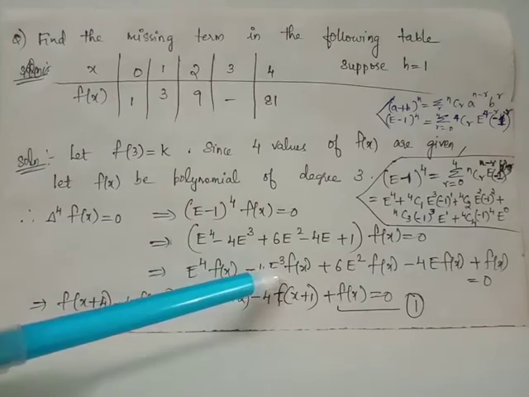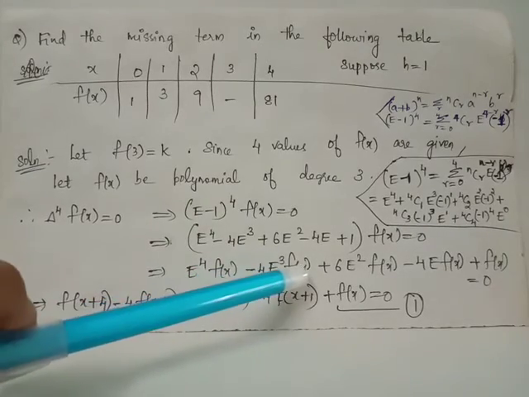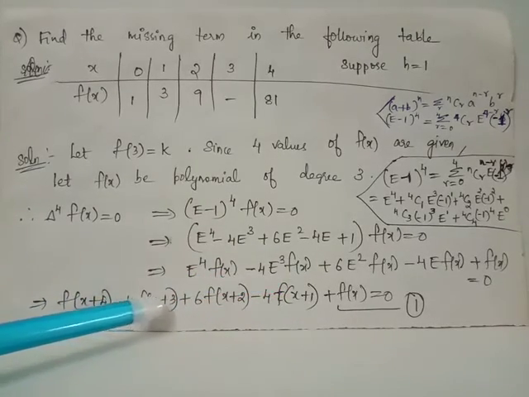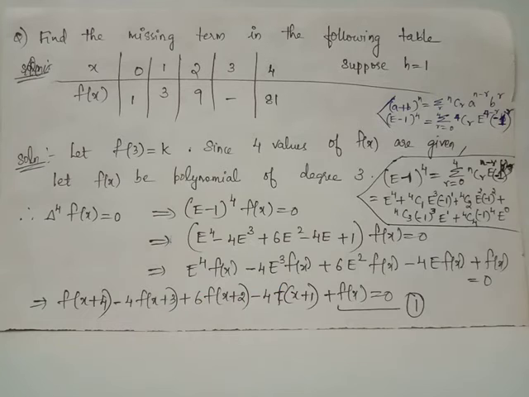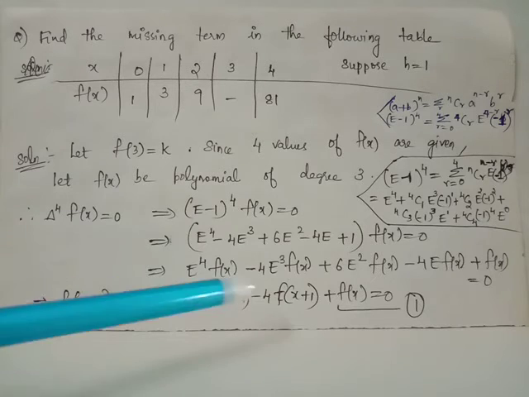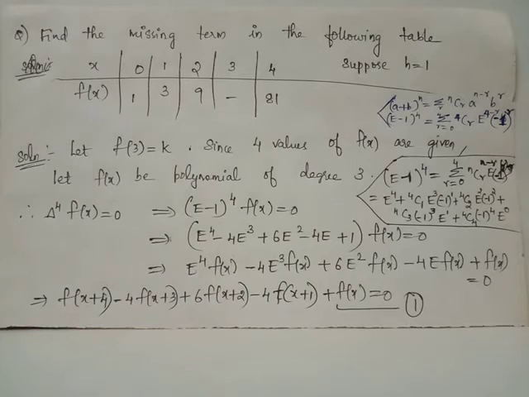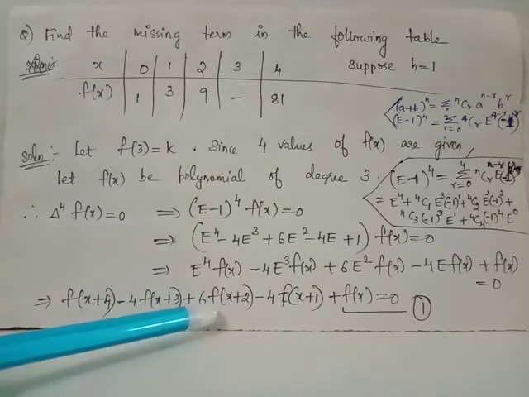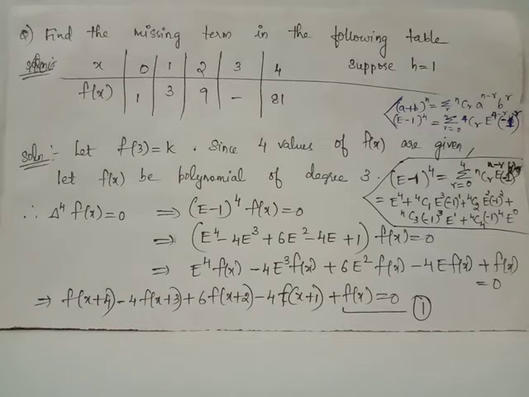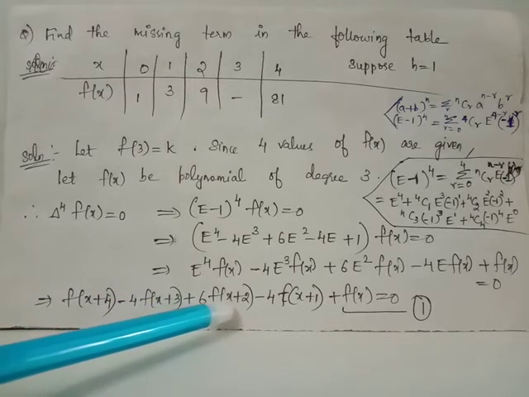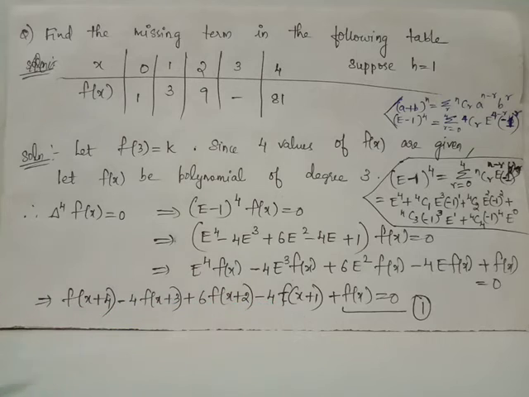When shift operator of order 3 acts on input f of x, the output displayed is f of x plus 3. E square acting on f of x will display the output as f of x plus 2. E acting on f of x will display the output as f of x plus 1. Thus we have the LHS obtained in this way. In this equation 1, we will give x equals 0 so that we can make use of the values f of 4, f of 3, f of 2, f of 1 and f of 0.